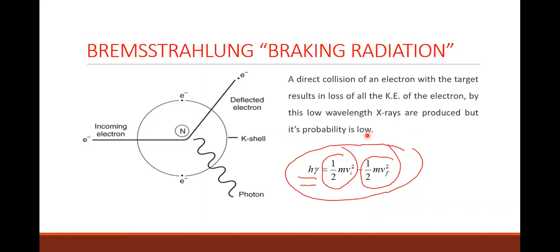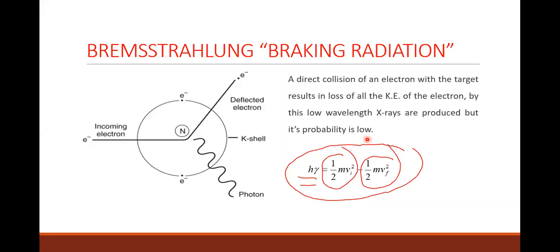X-rays are produced at a low wavelength, and its probability is very, very low. This continuous spectrum is also called Bremsstrahlung radiation. Bremsstrahlung is the name of the scientist and all that.